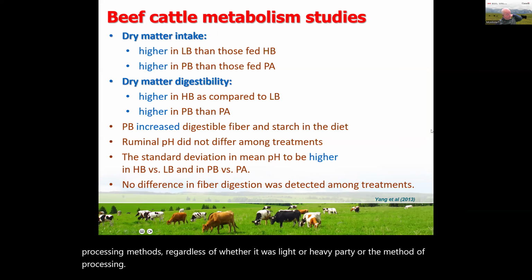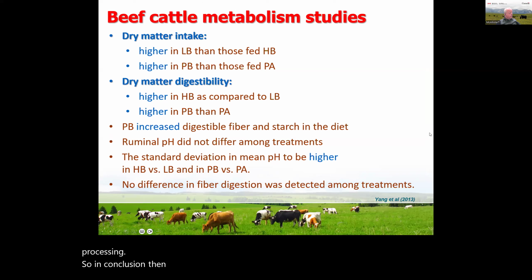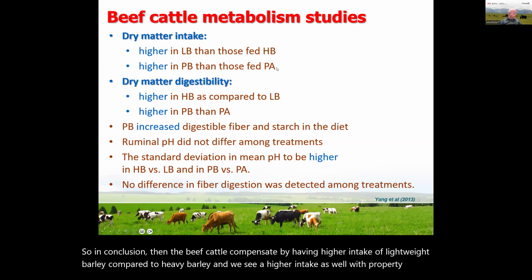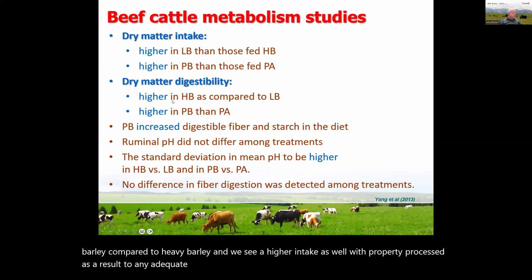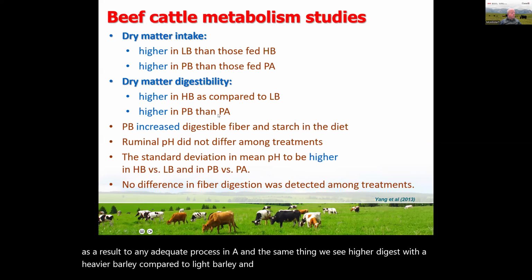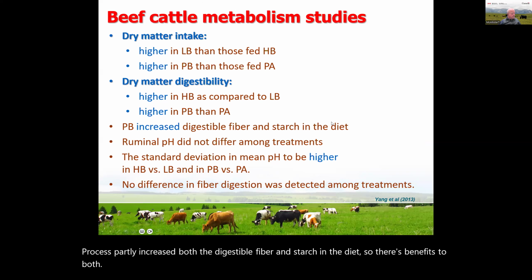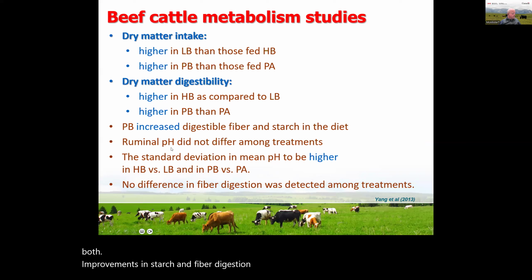So in conclusion, beef cattle compensate by having higher intake of lightweight barley compared to heavy barley, and we see higher intake as well with properly processed barley as opposed to inadequately processed. And the same thing, we see higher digestion with a heavier barley compared to light barley, and higher with that which is properly processed. So processed barley increased both the digestible fiber and starch in the diet. There are benefits to both improvements in starch and fiber digestion by better processing methods.